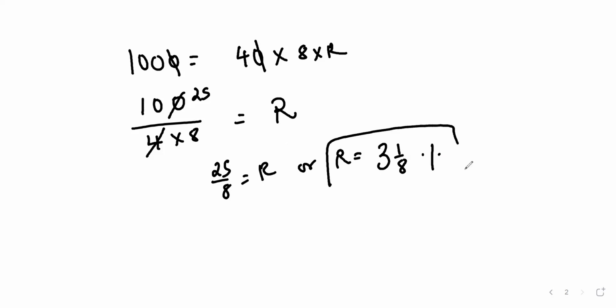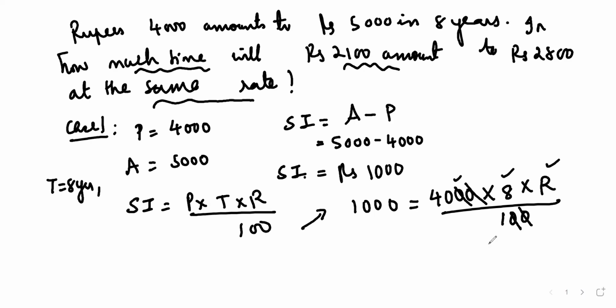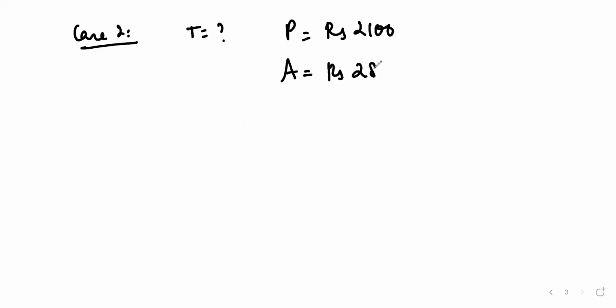So now what is important? Not the rate percent actually. They didn't ask the rate percent, right? They asked, in how much time? So in the second scenario, it's the time that we need, wherein rupees 2,100 will amount to rupees 2,800. So case 1 we have seen, and we'll go to case 2. In case 2, we want the time where the principal is rupees 2,100 and that will amount to rupees 2,800.